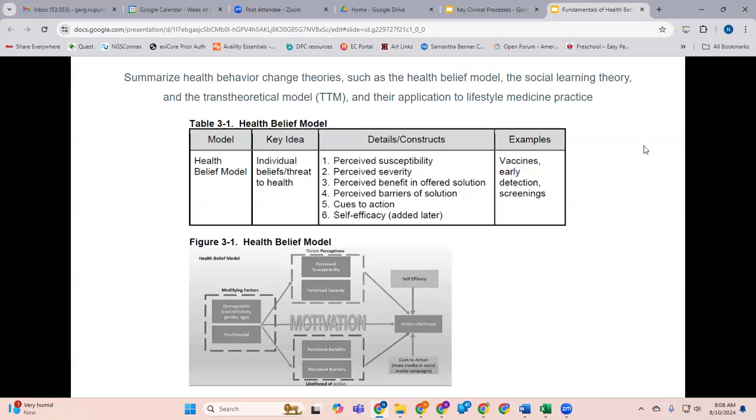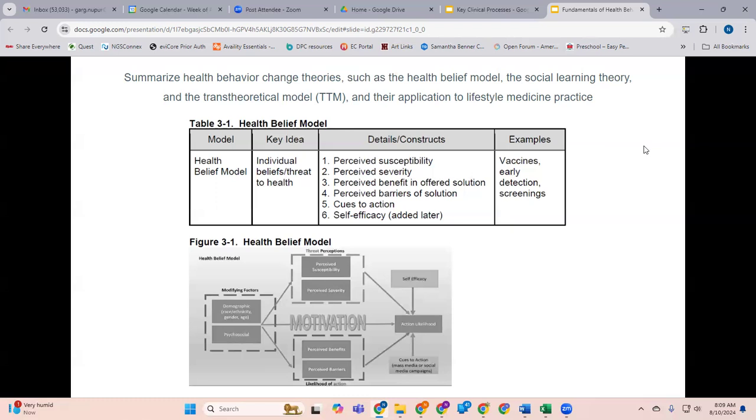And any cues to action, and this could be a trigger event, or it could be advertising. Maybe they felt like they knew smoking was bad for them their whole lives, and they need a cue to action at some point to turn the corner. And then self-efficacy, which will help people carry out the practice that you want them to carry out. And we'll talk about what self-efficacy actually is defined as in lifestyle medicine as well.